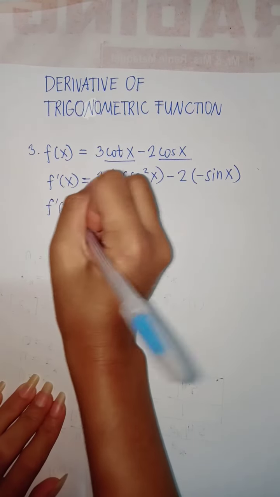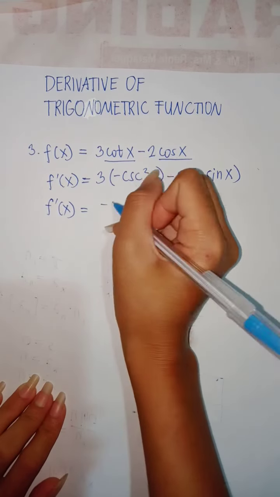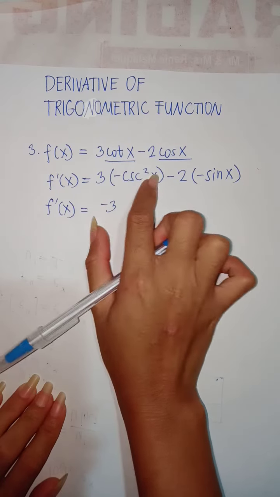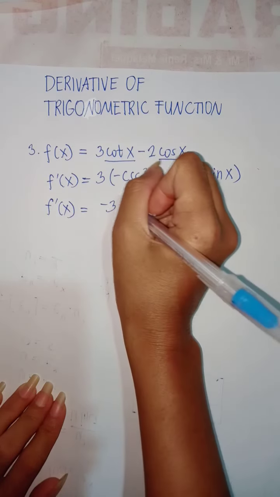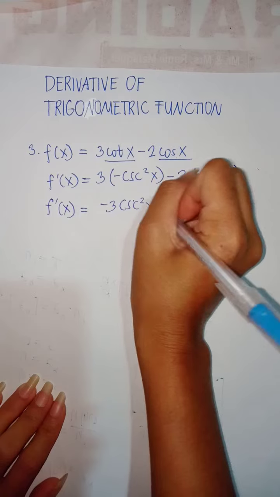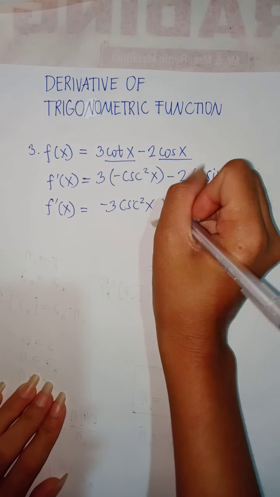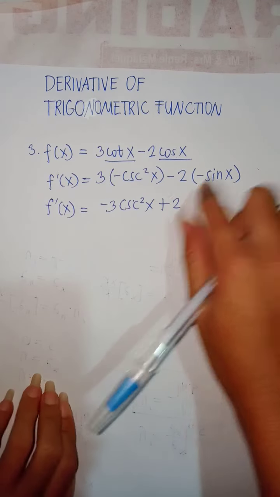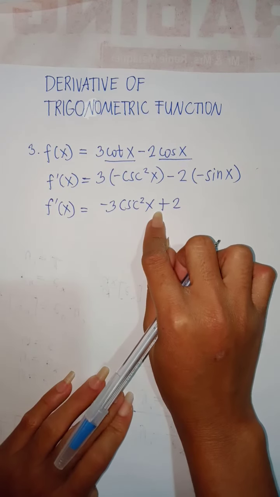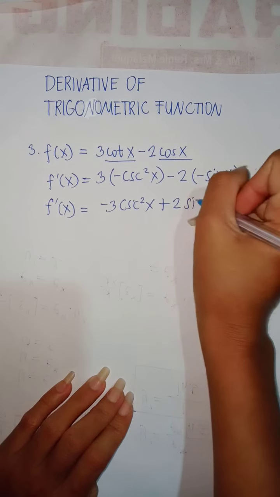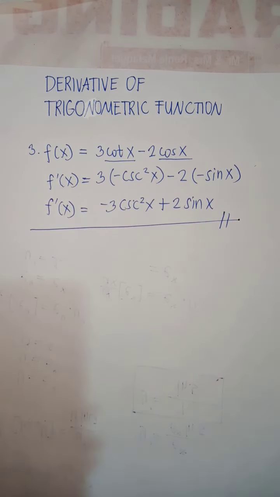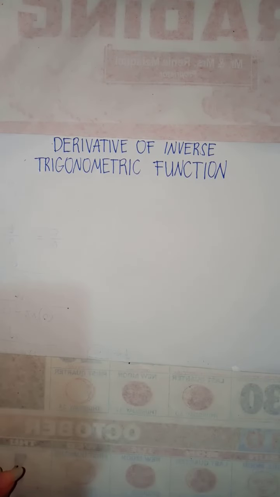F prime of x is equal to negative 3 cosecant squared x because of the negative sign of cosecant squared, plus 2 sine x, positive because of the negative sign multiplied by negative, so the result is positive 2 sine x, and that is our final answer. So now let's proceed to the derivative of inverse trigonometric function.